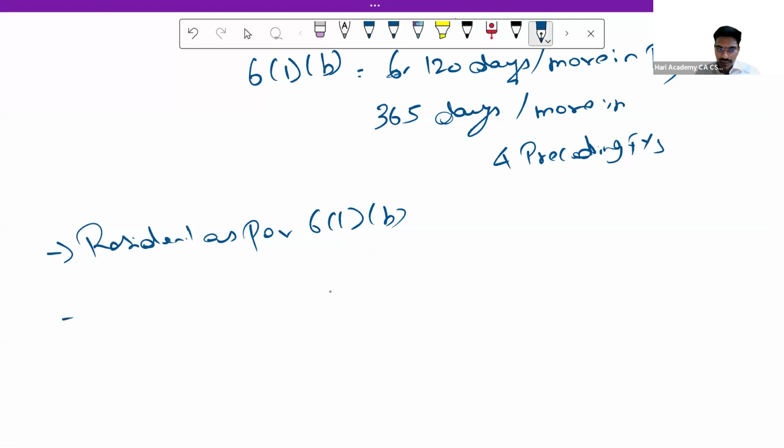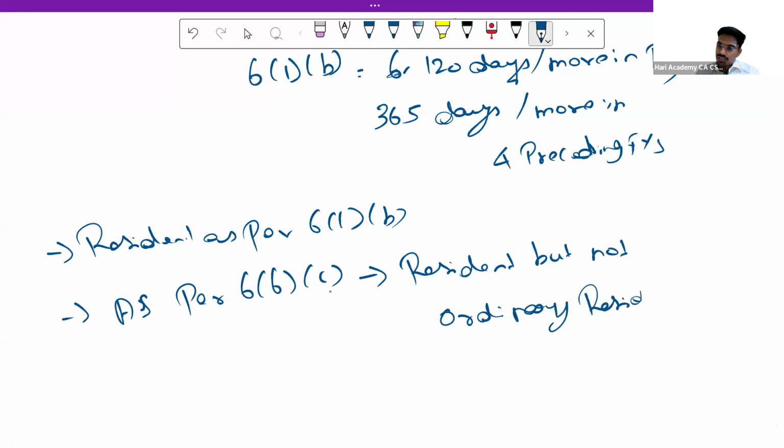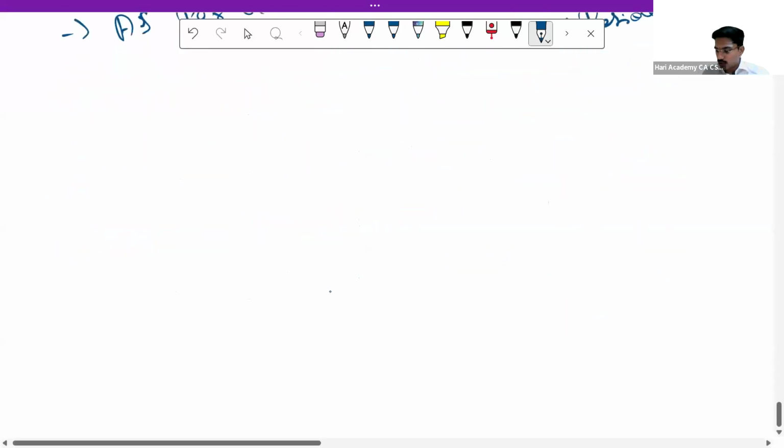So in our present case, as per 6.6c, he is a resident but not ordinary resident. This is in relation to the first part of the question. Now let us go to the second part. The question has three parts to it.